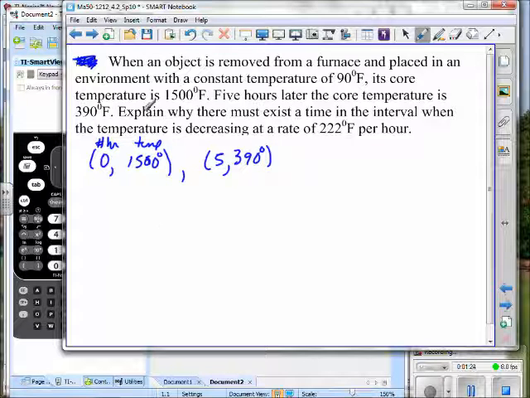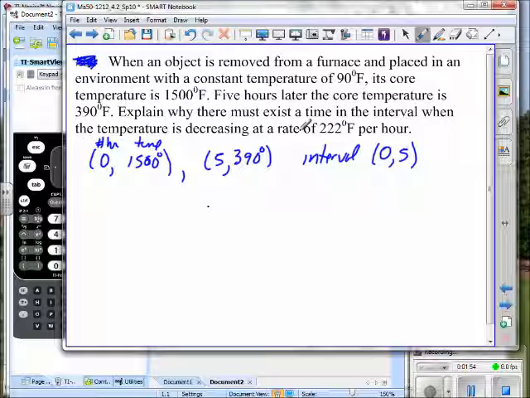Okay. Explain why there must exist a time in the interval. Which interval? 0 to 5. Okay. So the input between 0 hours and 5 hours, when the temperature is decreasing at a rate of 222 degrees Fahrenheit per hour.